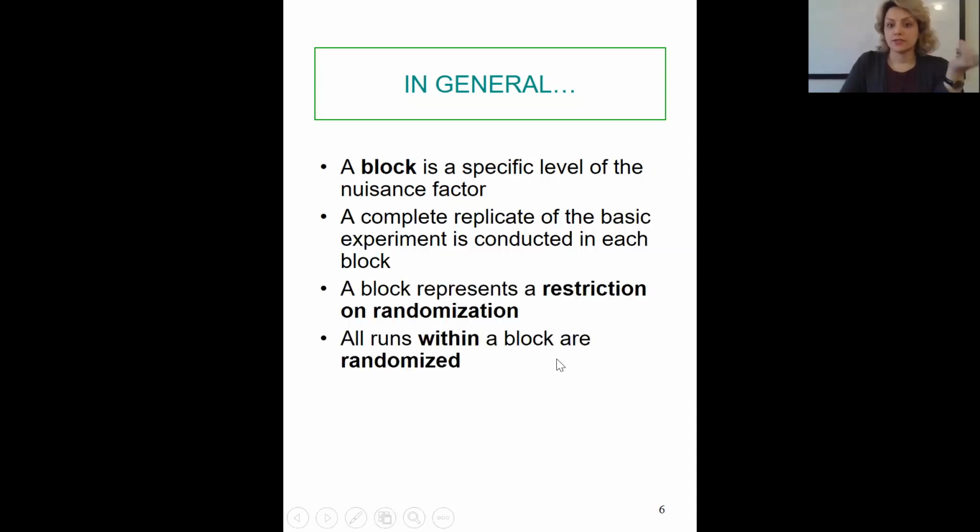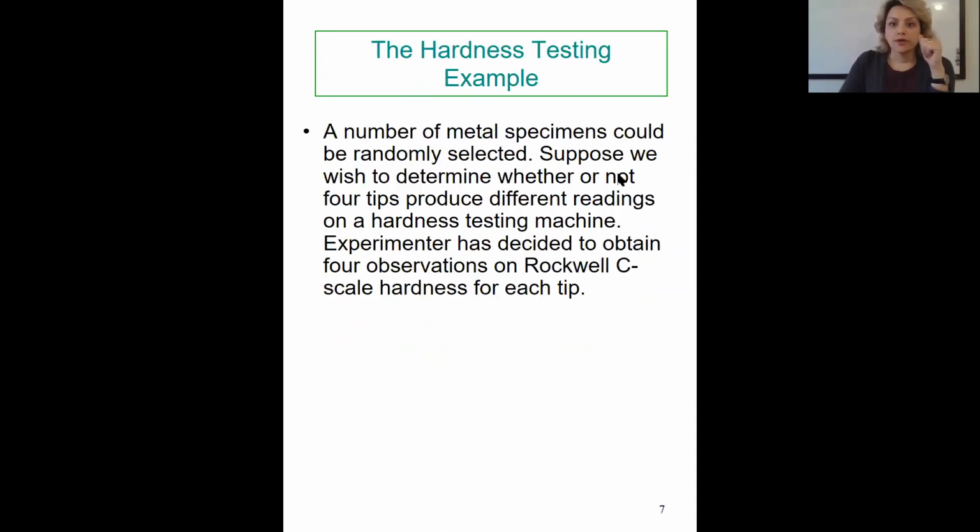A block represents the restriction on randomization. All runs within a block are randomized. So here is an example. A number of metal samples could be randomly selected. Suppose we wish to determine whether or not 4 tips produce different readings on a hardness testing machine. These machines have tips, and with those tips they measure the hardness of the sample that we have. So we're going to have 4 different tips.